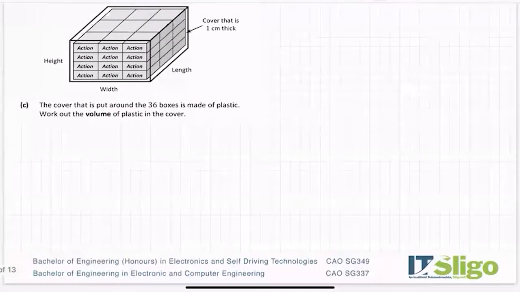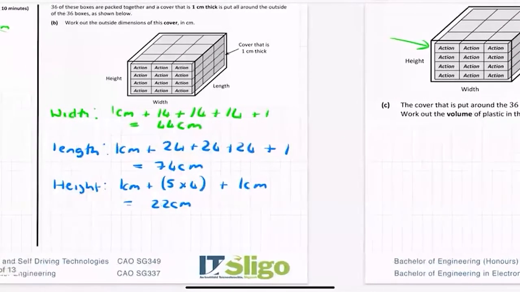Okay, the cover that is put around the 36 boxes is made of plastic. Work out the volume of plastic in just the cover. Okay, and it just goes around the outside. So I think you're going to have to do it by faces. So this face and this face first. Okay, because isn't that green face that I've drawn.